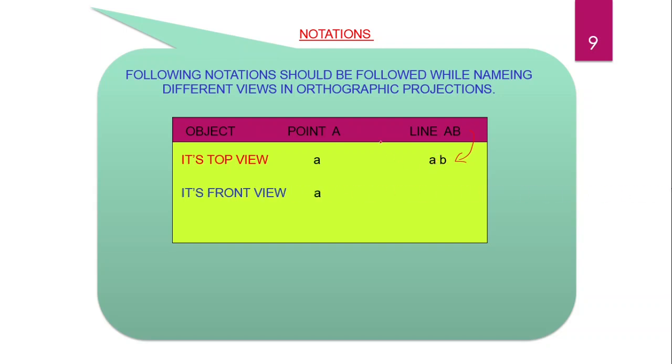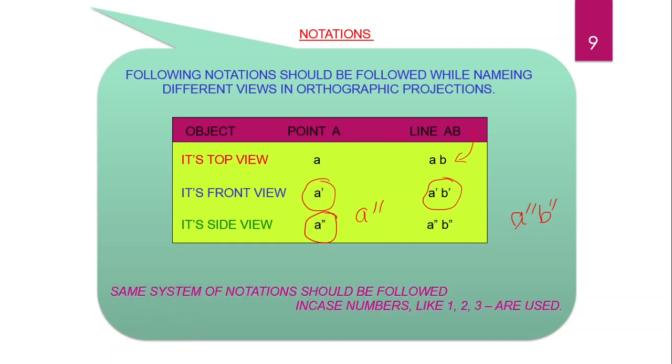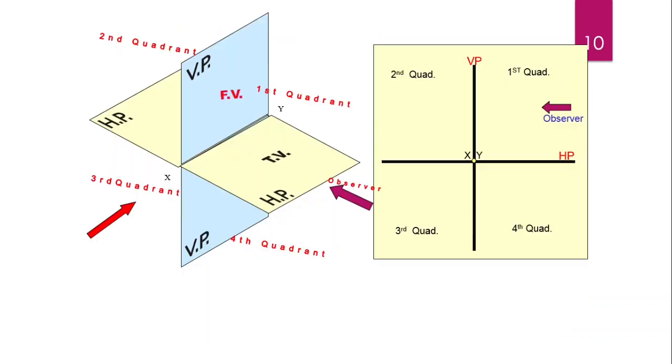And similarly, in front view, we can represent point A as A dash, and line AB as A dash B dash. Then similarly, in side view, we can represent point A as A double dash, and the side view of the line as A double dash B double dash. The same system of notation should be followed in case of numbers like 1, 2, 3, etc.